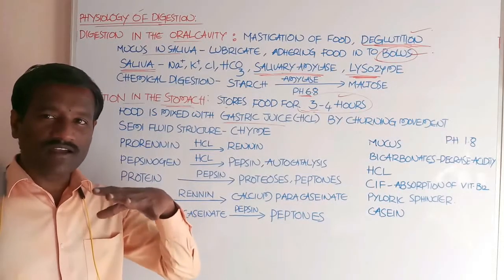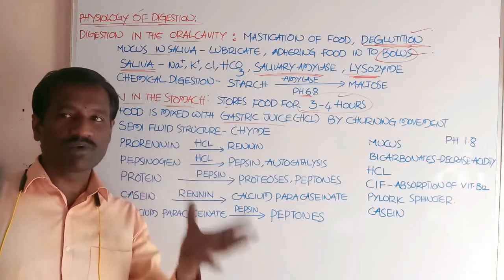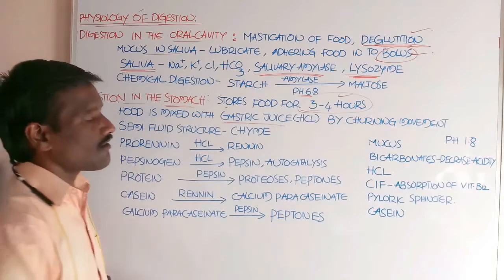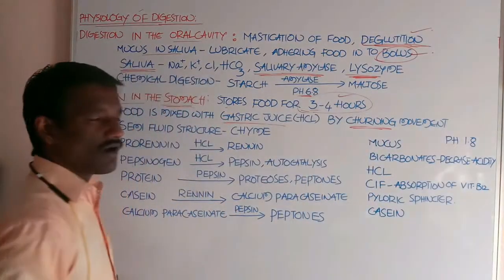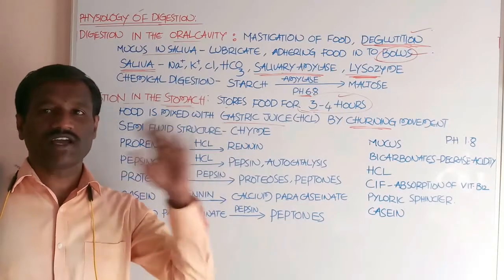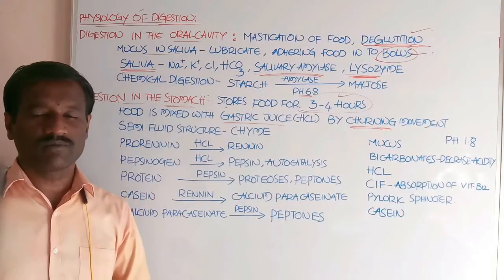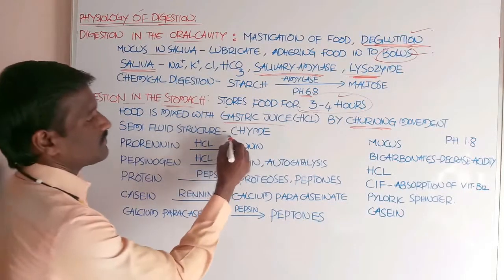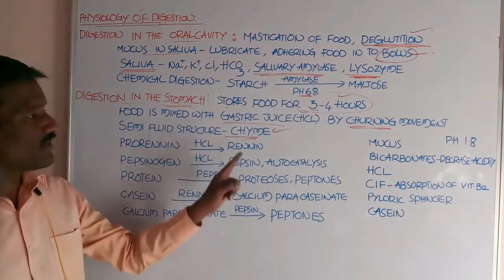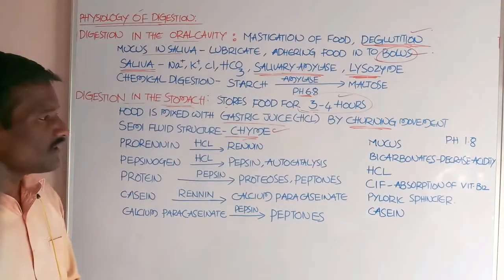When the food enters the stomach region, the stomach wall shows forcible movements. These are called churning movements. By the help of the churning movements, food is mixed with the gastric juice and converts into a semi-fluid structure called chyme. Bolus is the type of food formed in the oral cavity, and chyme is formed in the stomach region.